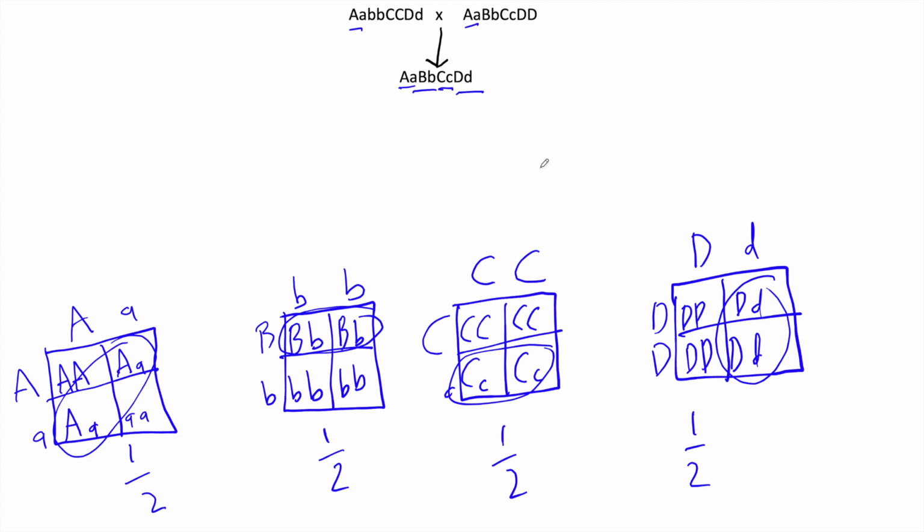Now, if I want to know what's the chance this kid has all four of these genes at the same time, I just multiply those fractions. So 1 times 1 times 1 times 1 is just 1. 2 times 2 is 4, times 2 is 8, times 2 is 16. So the chance that these two parents can have this kid is a 1 in 16 chance. Okay, and that's how you'll solve it if you have more than 2 genes.